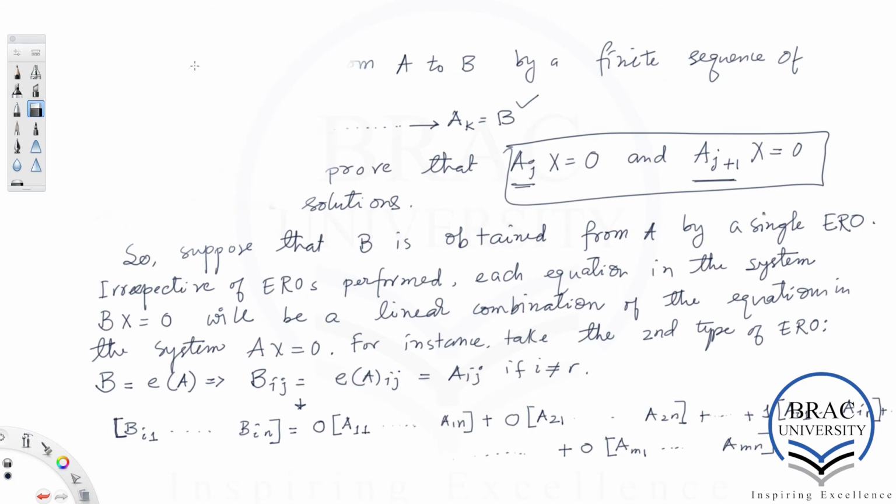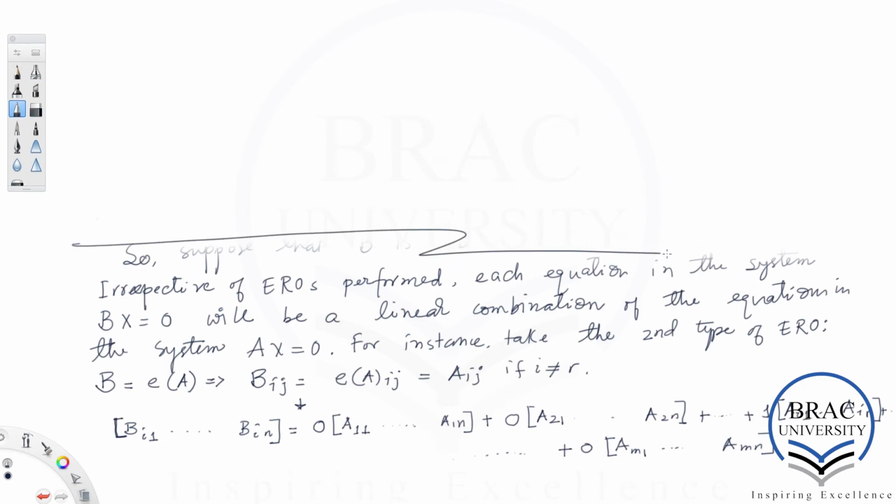Now let me erase this top part to create some room. Now remember that for the second type of elementary row operation, B_RJ, by the definition B is equal to E of A, so B_RJ is equal to E of A_RJ, and E of A_RJ is equal to A_RJ plus C times A_SJ, where S is not equal to R and C is any scalar.